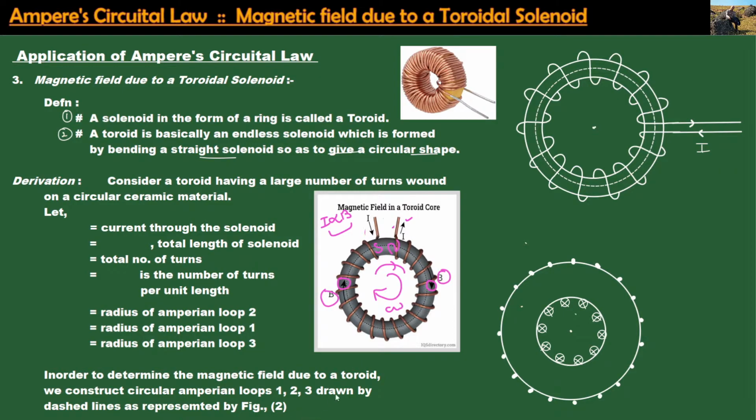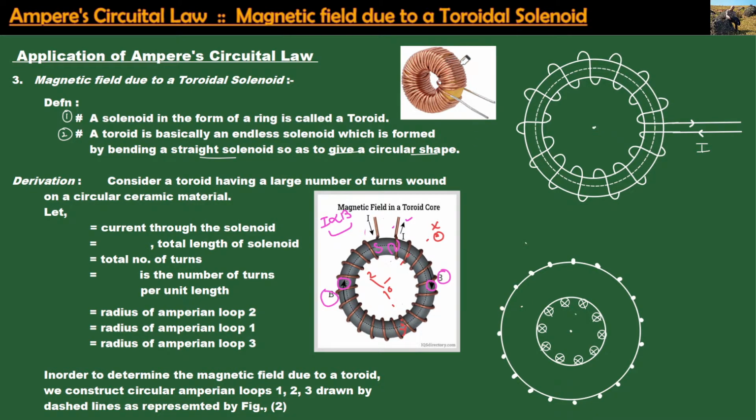Suppose we have this toroid in the form of a circular ring, and I consider a point X at a certain distance from the center of the toroid. The magnetic field at this point X will be negligibly small. If I consider another point Y, which is inside the toroid, the magnetic field will be very large. And if I consider a point Z, in the interior of the ring, the magnetic field will also be negligibly small.